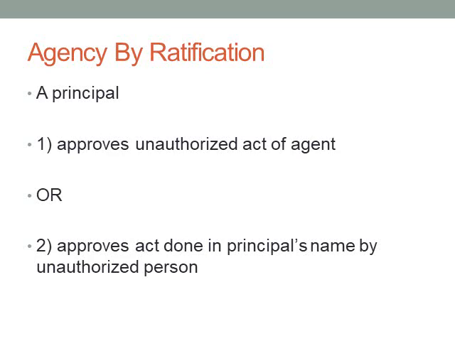When the principal approves an unauthorized act performed by an agent, or 2, approves an act done in the principal's name by an unauthorized person. So you may have an agency relationship, but the agent did an act that wasn't part of the agreement, and the principal says, yeah, that's okay, like ratifies it. Or you might have someone where there is no agency relationship, and they do an unauthorized act in the principal's name, and then the principal finds out about it and says, that's okay.